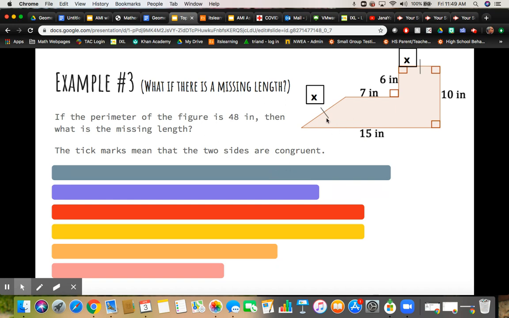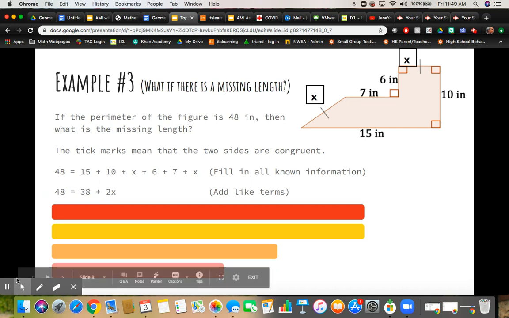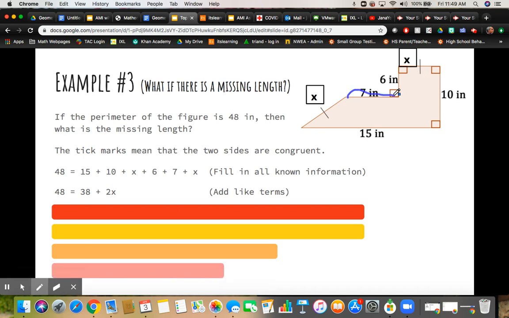So all of the outside edges is 15 plus this 10 plus this x plus this 6 plus this 7 plus this x. I am told that it is all equal to 48 inches, so I'm going to set it equal to 48 inches because of the statement. Now I'm going to combine like terms on the right side of the equal sign. So 48 is equal to 38 plus 2x. And that 38, just to recap, is this 7 plus this 6, this 10, and this 15. That is what the 38 is representing, the measure of all those together.